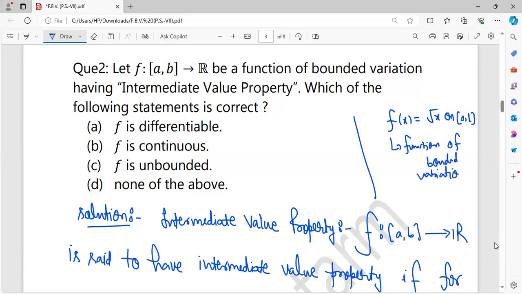And this is continuous. So it will have intermediate value property. It has IVP. IVP means intermediate value property. But this function f is not differentiable at 0. Okay. So option number A is not correct. So only option number B is correct. Okay.